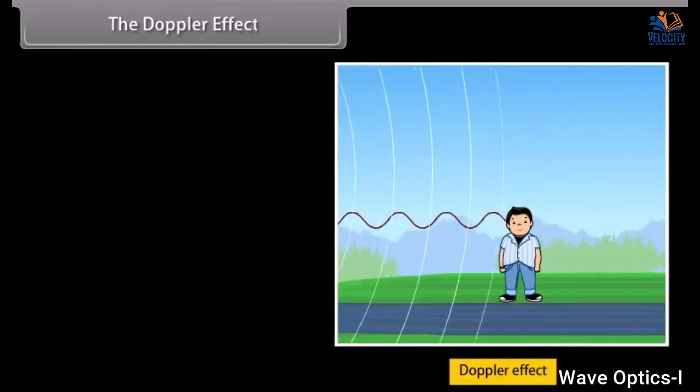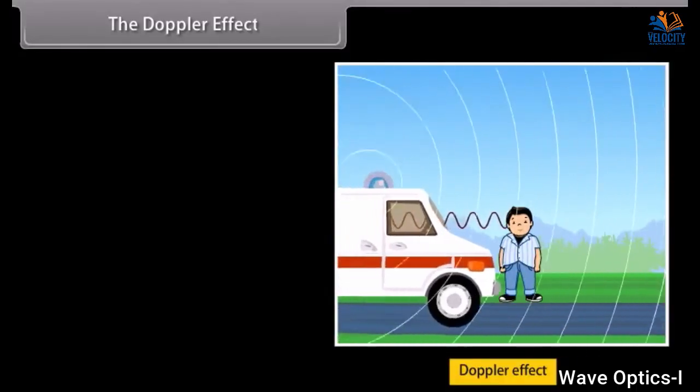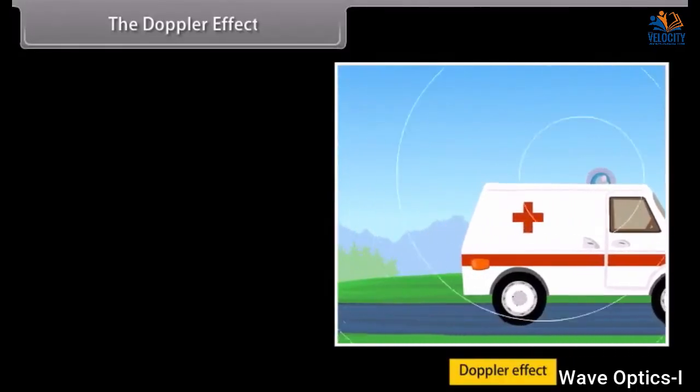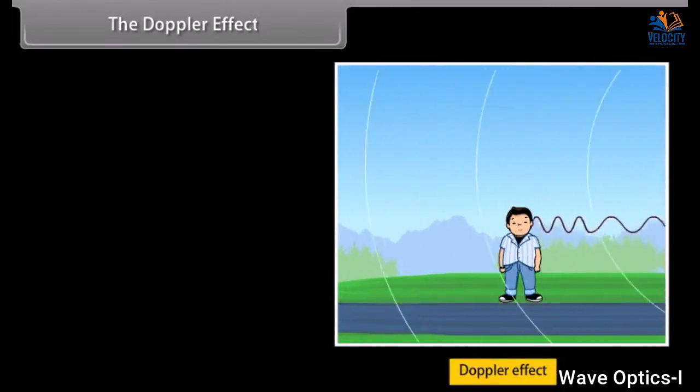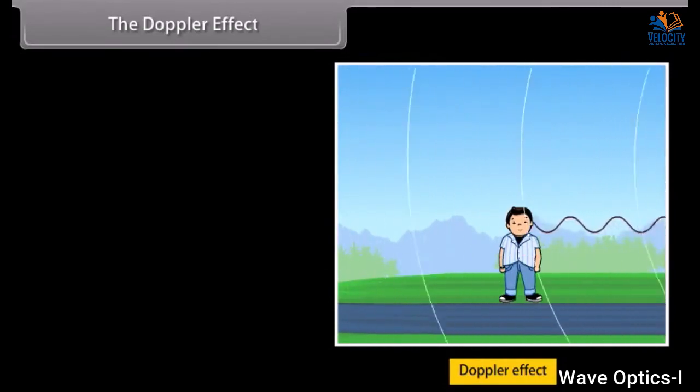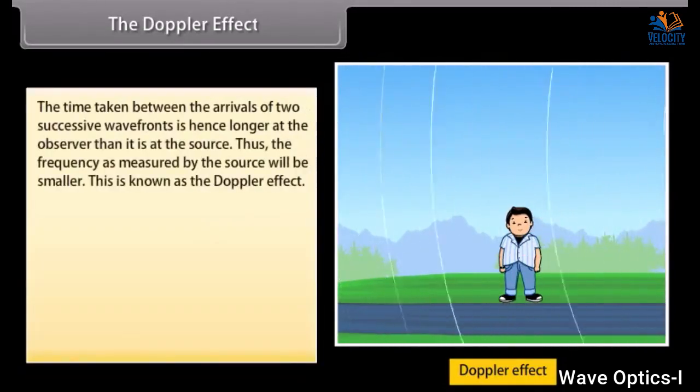The Doppler effect. Consider when there is a medium and the source moves away from the observer, then latter wavefronts have to travel a greater distance to reach the observer. The time taken between the arrivals of two successive wavefronts is hence longer at the observer than it is at the source. Thus, the frequency as measured by the observer will be smaller. This is known as the Doppler effect.